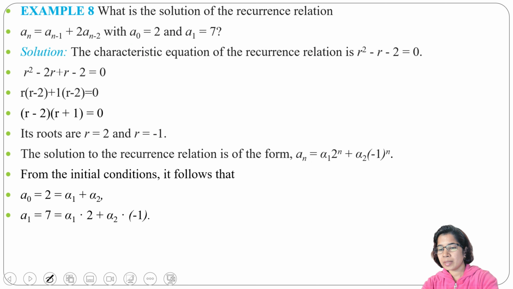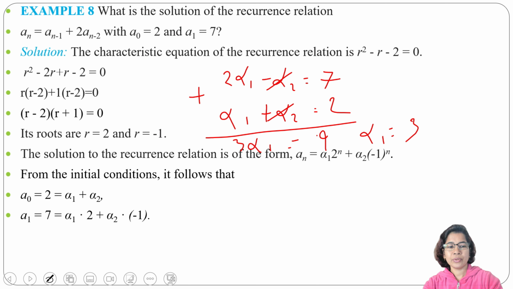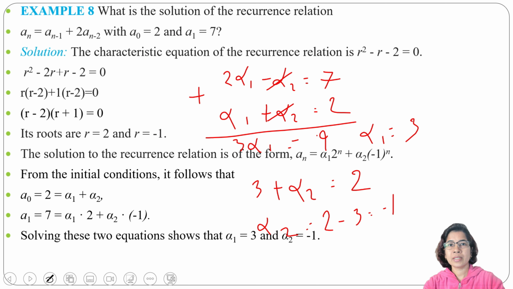Next we need to solve this and find alpha 1 and alpha 2 value, right? 2 alpha 1 minus alpha 2 equals to 7. Alpha 1 plus alpha 2 equals to 2. Now alpha 2 will be cancelled. So 2 plus 1, 3 alpha 1 equals to 9. So alpha 1 equals to 3. Now we find the alpha 1. Now substitute. So 3 plus alpha 2 equals to 2. Alpha 2 equals to 2 minus 3. It is minus 1. So we found alpha 1 as 3 and alpha 2 as minus 1.